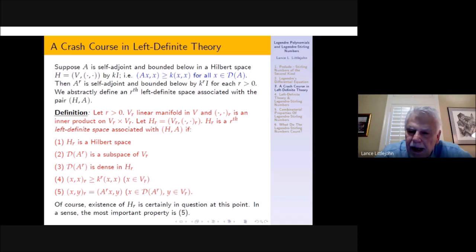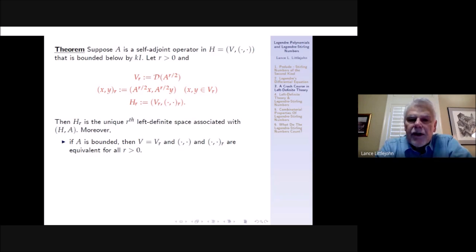Okay, so that's how we generate these left definite inner products. We look at the Rth power of A. See, that's why I wanted to know what the powers of the Legendre expression were. Okay, it's because of property five. Okay, all right, all is fine. I can make a definition anytime I want, but does it have any substance? So here's what the theorem is, okay?